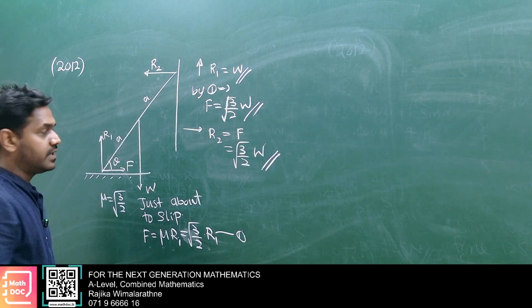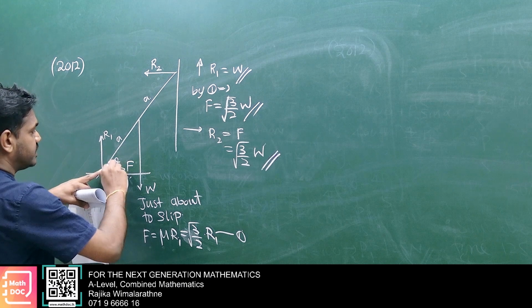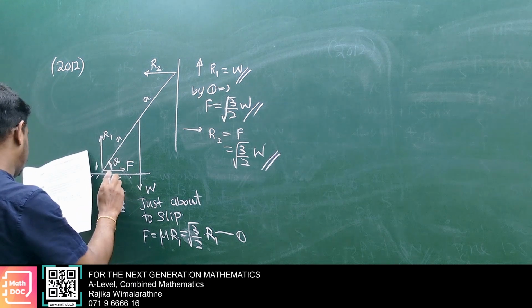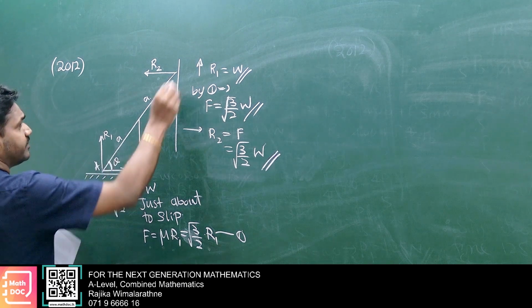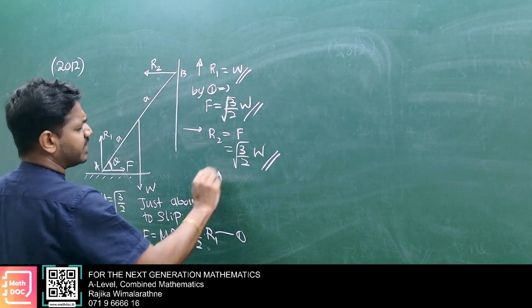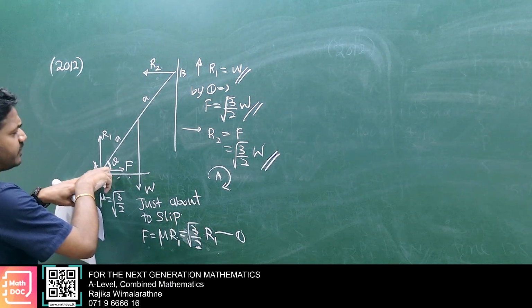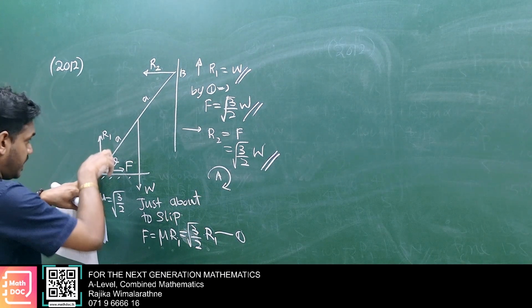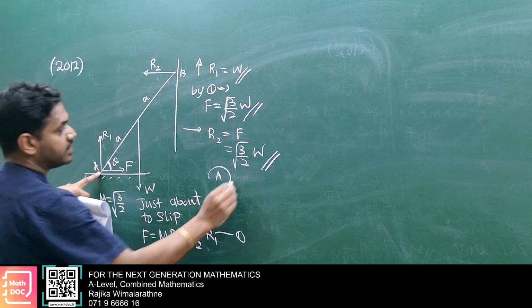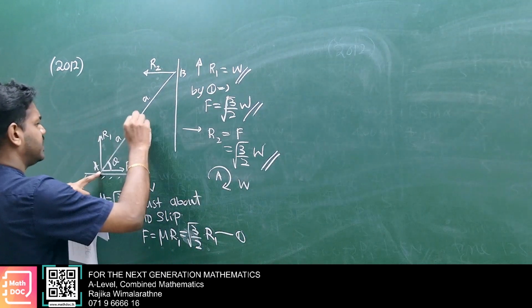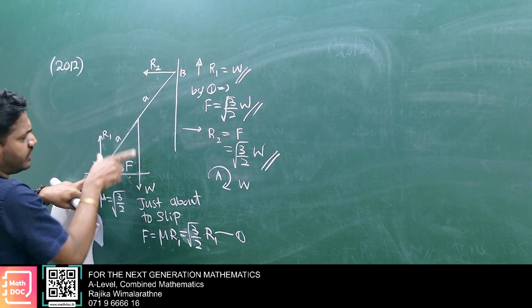Now to find the inclination, you take moments about A. When you take moments about A, you can neglect F and R1. Then W has perpendicular length a cos theta.